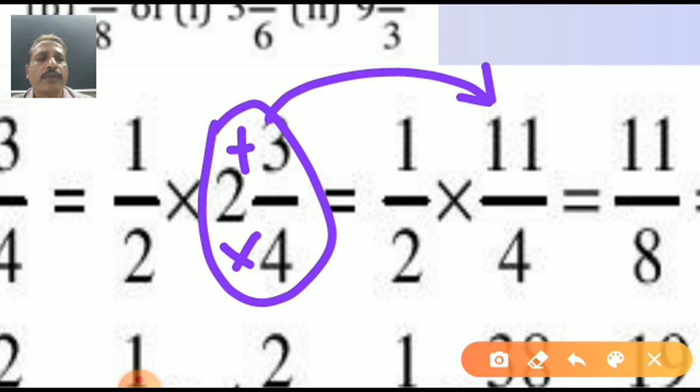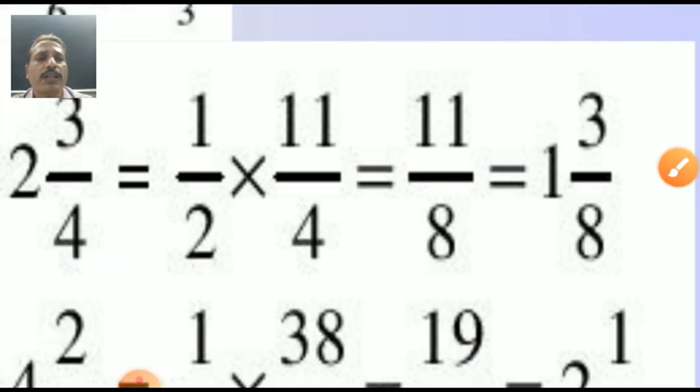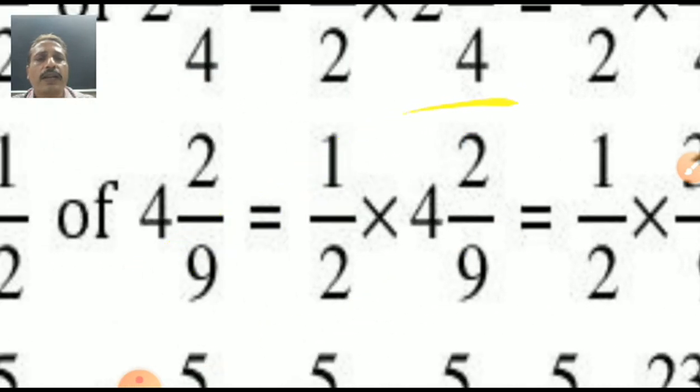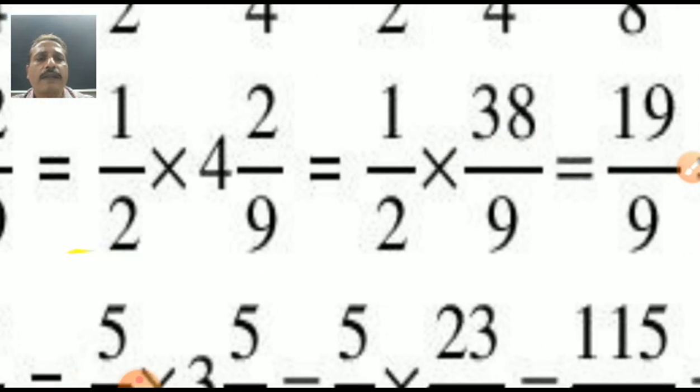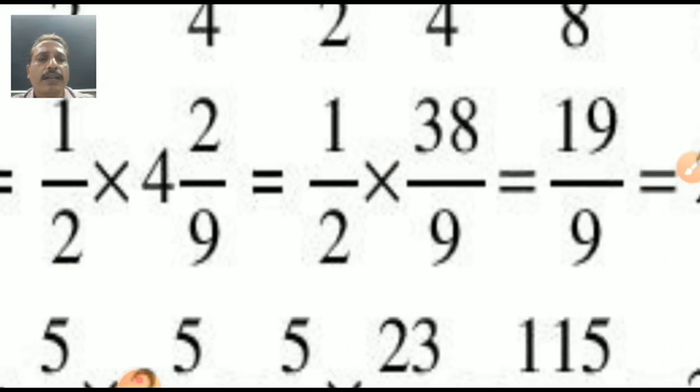Now check it, numerator with numerator, denominator with denominator, multiplication sign. That gives 1 times 11 is 11, and 4 times 2 is 8. 11 upon 8, divide, you will get 1, 3 upon 8. Look at the second one. 1 by 2 of 4, 2 upon 9. Very simple. Yes, 38 upon 9.